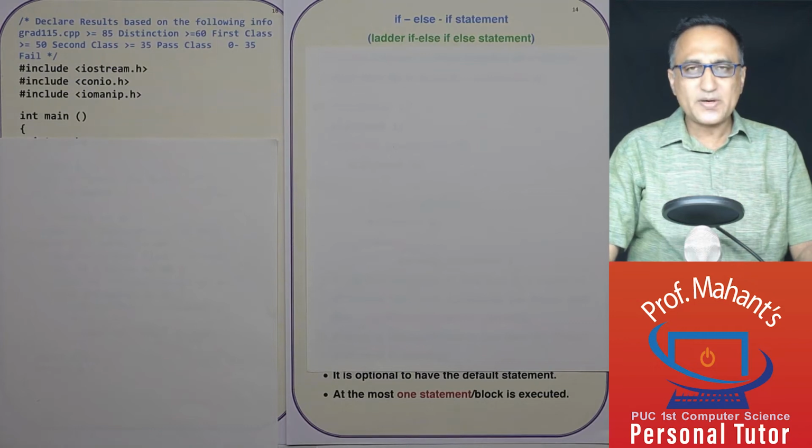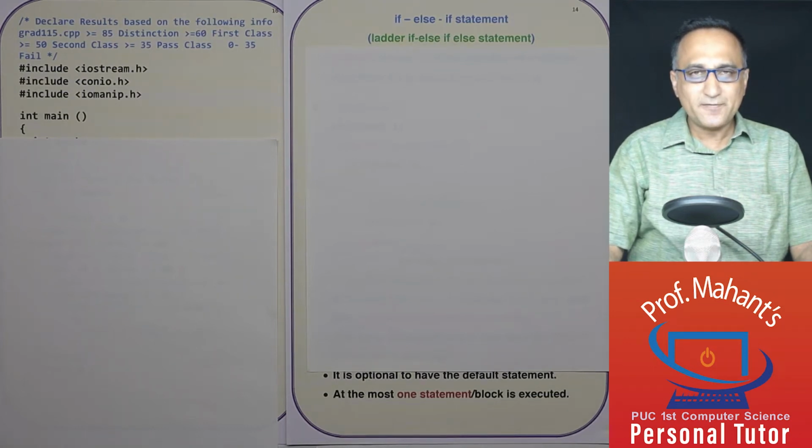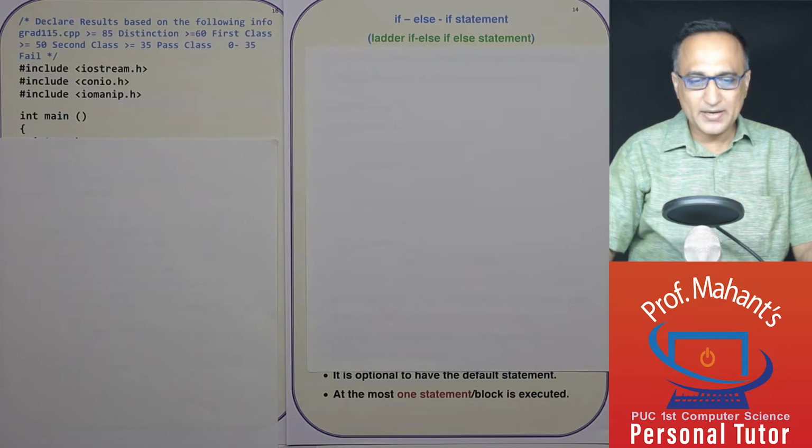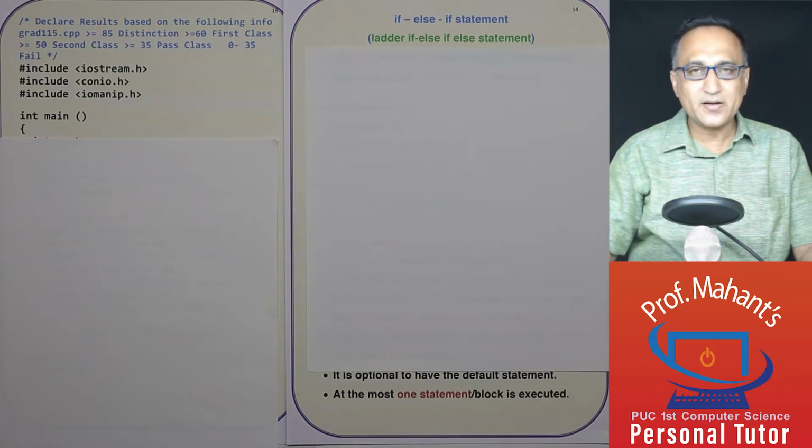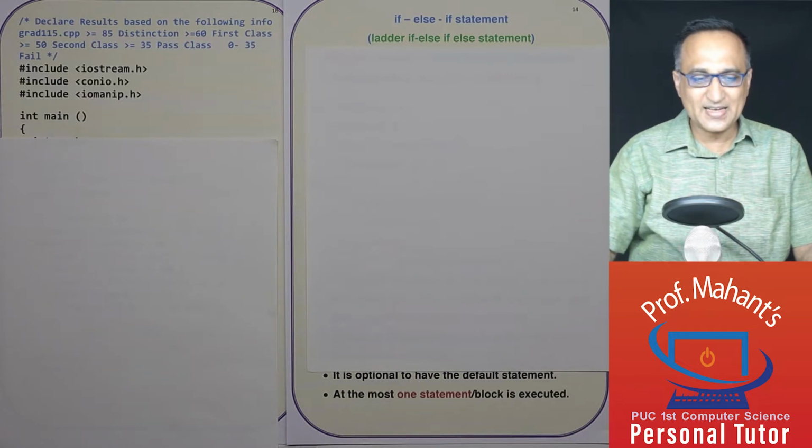We shall now try to understand the working of else if, multiple else ifs, and else statement through an example first and then take a look at the syntax. So let us say I have conducted an examination and based on the marks, I am going to declare whether a student has got distinction, first class, second class, pass class, or fail.